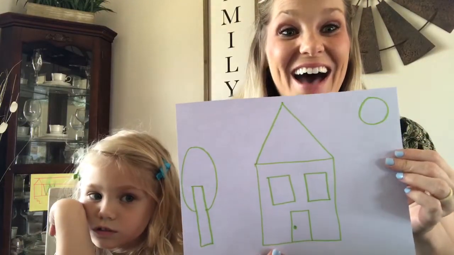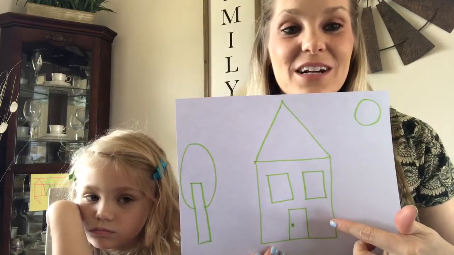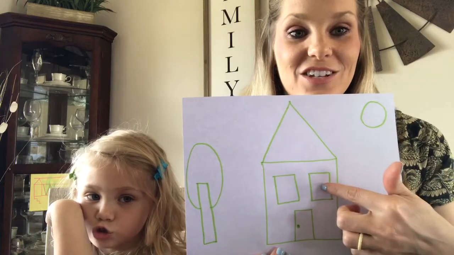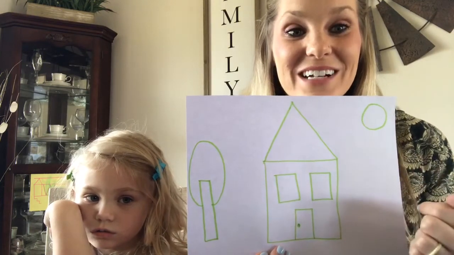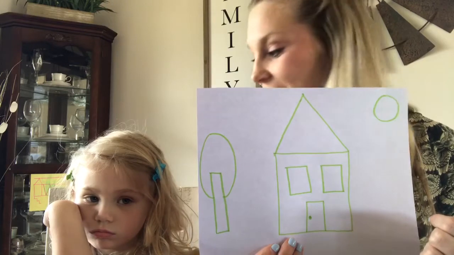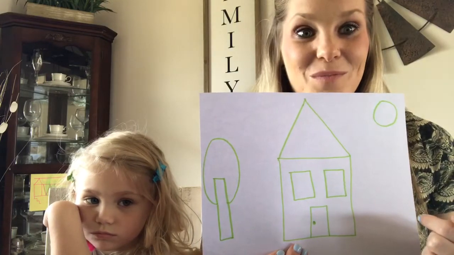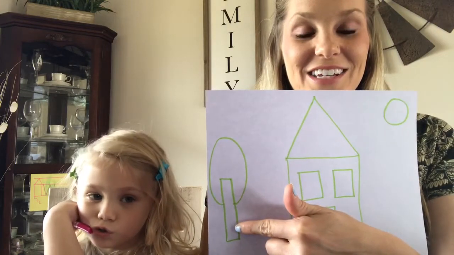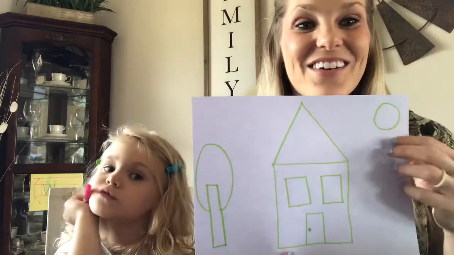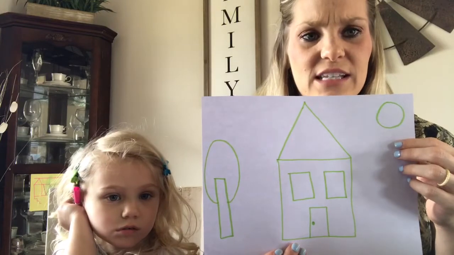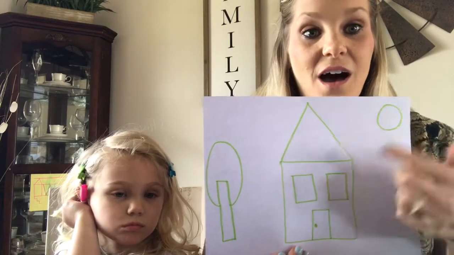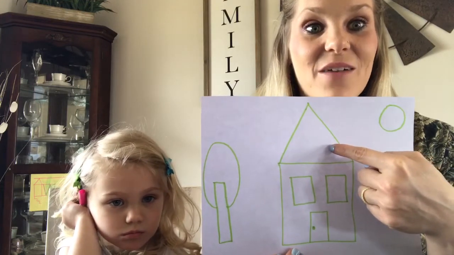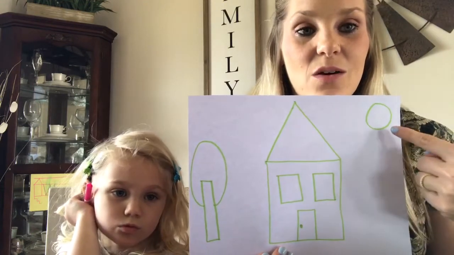A house. Let's count the squares that I drew for my house. Ready? 1, 2, 3. How many squares did I draw? 3. Now let's count the rectangles, just like Harper made rectangles. Ready? 1, 2. 2 rectangles. How many triangles do you see in this picture? Just 1. Good job.